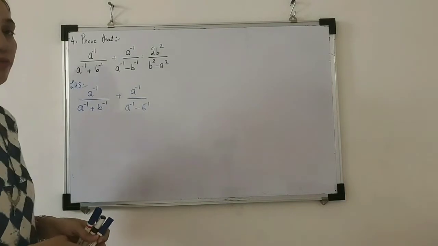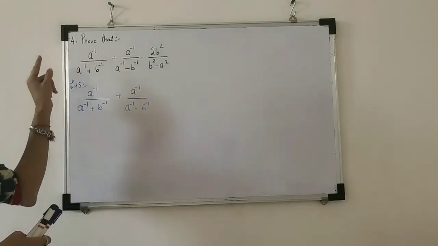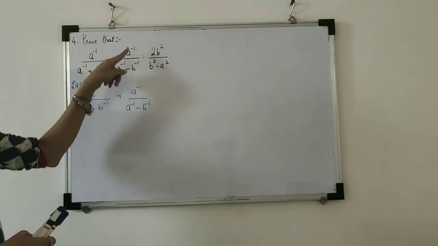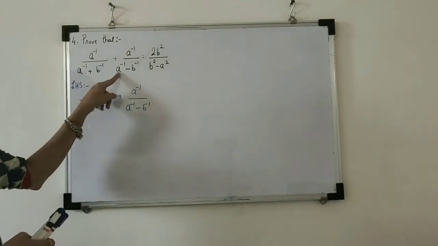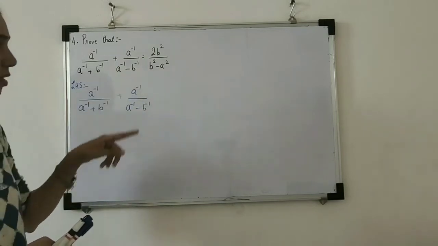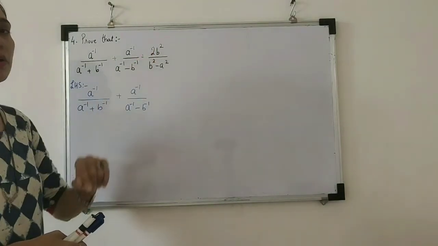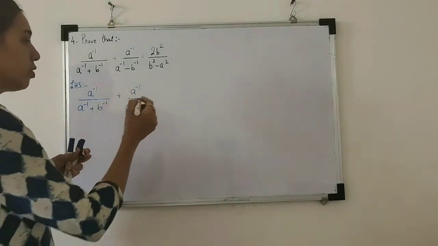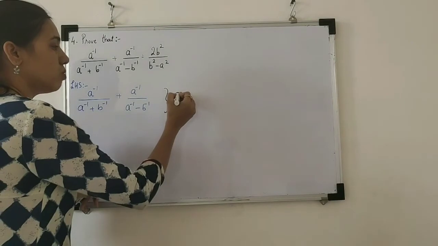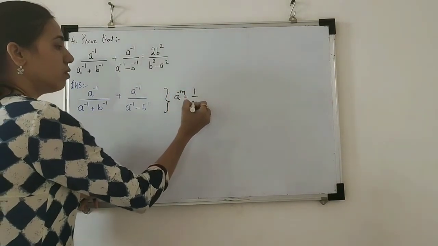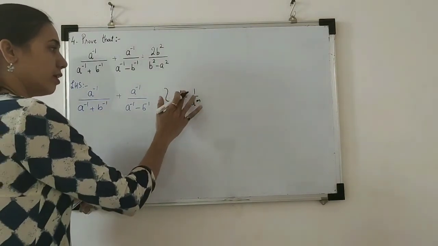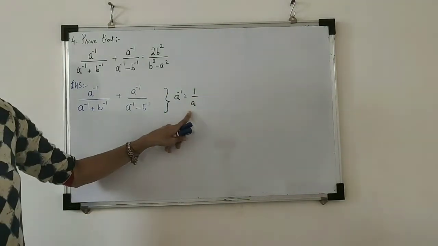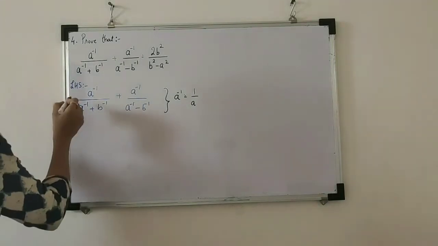Now let us see this fourth question. a raised to minus 1 divided by a raised to minus 1 plus b raised to minus 1, plus a raised to minus 1 divided by a raised to minus 1 minus b raised to minus 1, is equal to 2b square upon b square minus a square. So here we'll use a raised to minus m is equal to 1 upon a raised to m, or rather a raised to minus 1 can be written as 1 upon a. So first I have written LHS.